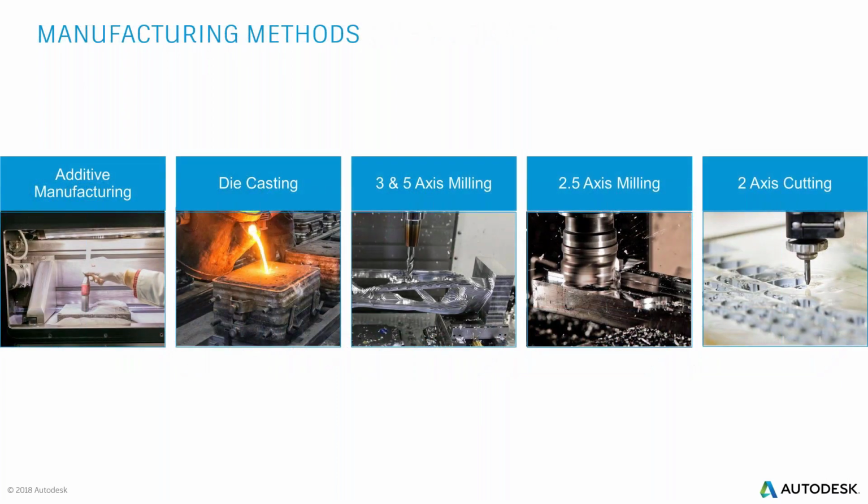Just to highlight a little bit here, when we talk about manufacturing methods, we're always adding new ones. I think last year we only had maybe 2 manufacturing methods in the product. And over the last year, we've almost every quarter been releasing one. So we have additive, die casting, 3 and 5 axis, 2.5 axis, and 2 axis cutting. But there are more in the works, and more that we're always trying to incorporate as we move forward.